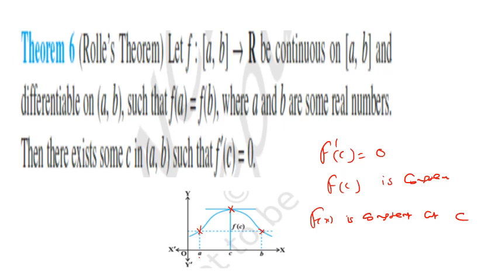So we can define Rolle's theorem like this. f is a function defined on the closed interval [a, b], differentiable in the open interval (a, b), and f(a) is equal to f(b). Then there exists a c in the open interval, that means c is in between a and b, such that f'(c) is equal to 0. This is called Rolle's theorem.